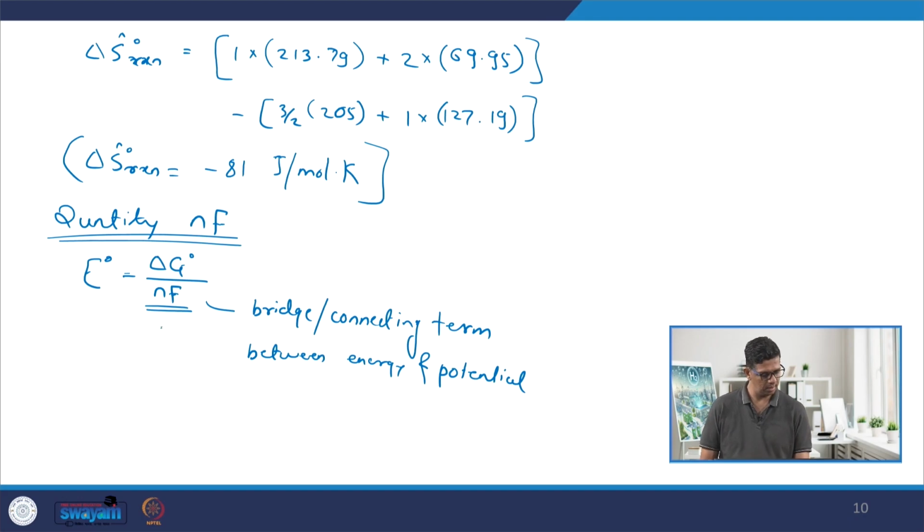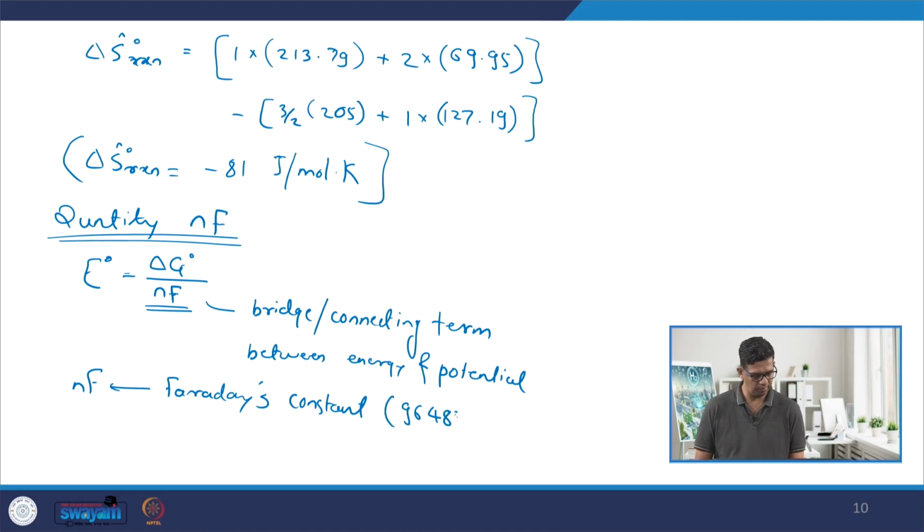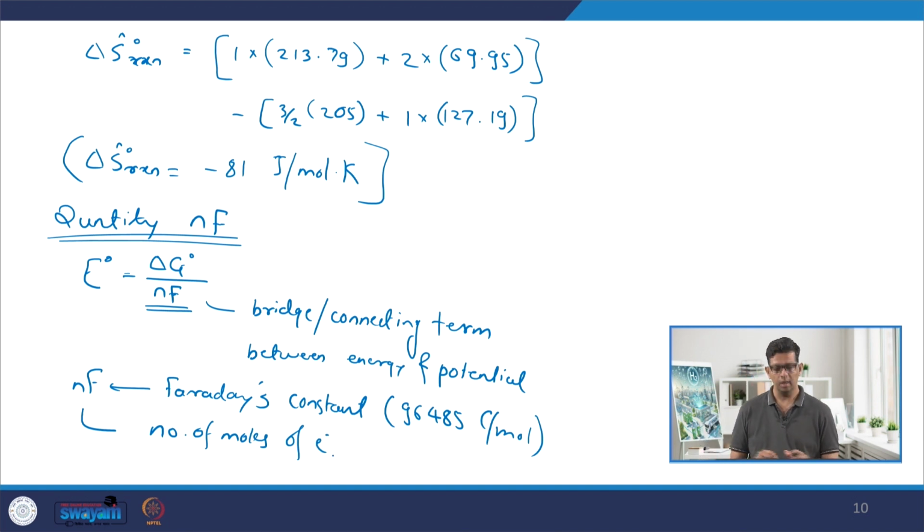Let me just underline this term one more time. nF: F is your Faraday's constant, which is nothing but 96,485 coulombs per mole, and n is the number of moles of electrons involved in that particular reaction. So if we know these two parameters, we can find out nF, and if we know the Gibbs free energy, we can find out the reversible cell potential. So let's move on.